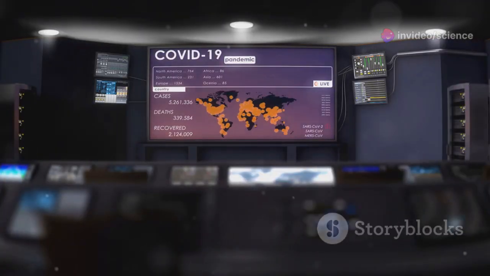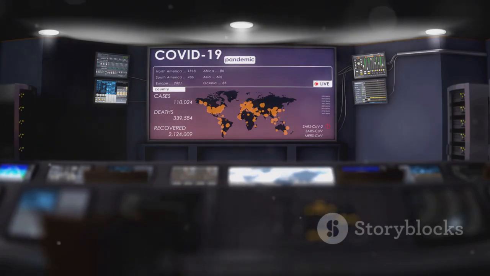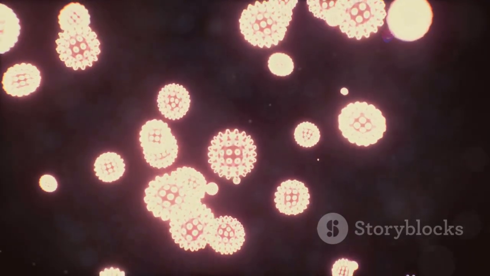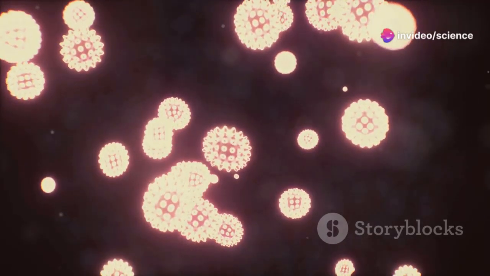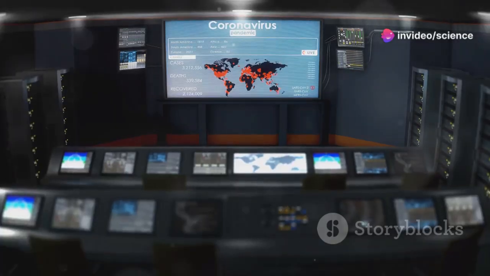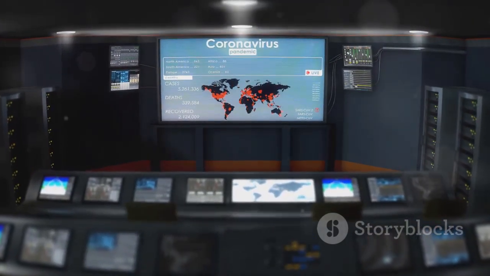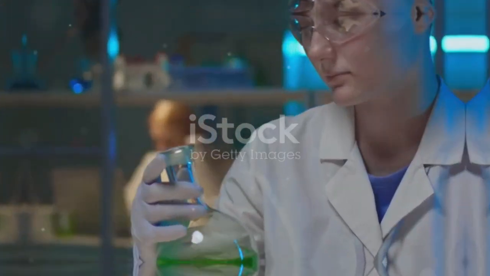Scientists around the world are working tirelessly to understand viruses and develop new strategies to combat them. They're using cutting-edge technology to study viruses in ways never before possible. And it's not just about fighting existing viruses. Scientists are also constantly on the lookout for new and emerging viruses, trying to predict and prevent future outbreaks.